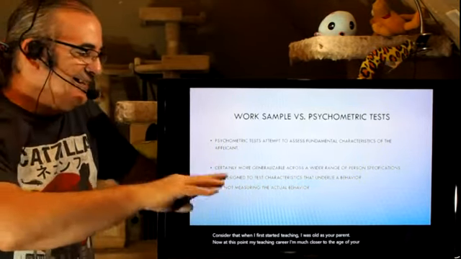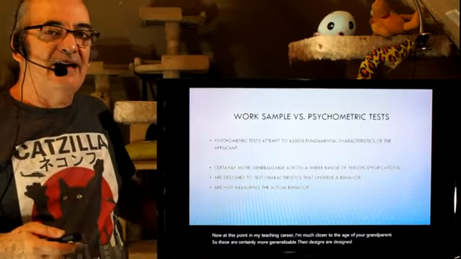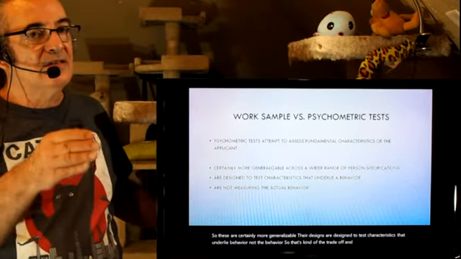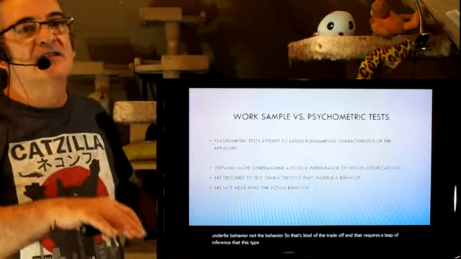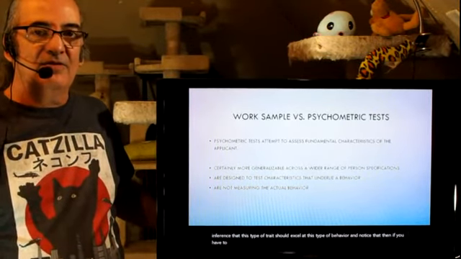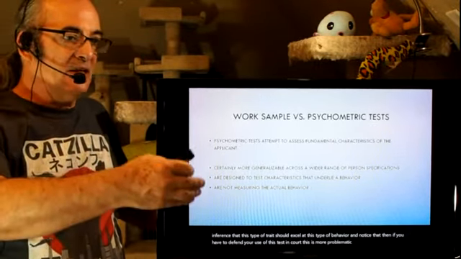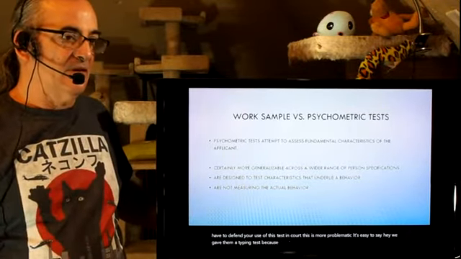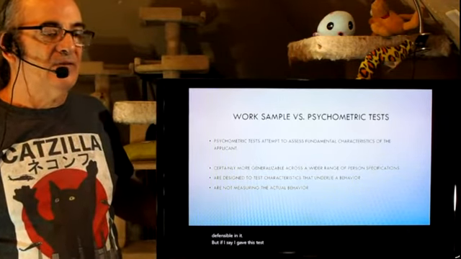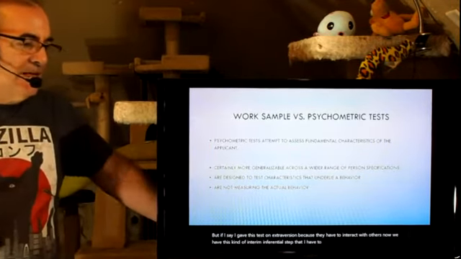Oh, my God. So these are certainly more generalizable. They're designed to test characteristics that underlie a behavior, not the behavior. So that's kind of the trade-off. And that requires a leap of inference that this type of trait should excel at this type of behavior. And notice, if you have to defend your use of this test in court, this is more problematic. It's easy to say, we gave them a typing test because we're hiring typists. And people would say, well, that's pretty defensible, isn't it? But if I say, I gave them this test on extroversion because they have to interact with others, now we have this kind of interim inferential step that I have to support. It's not measuring the actual behavior.